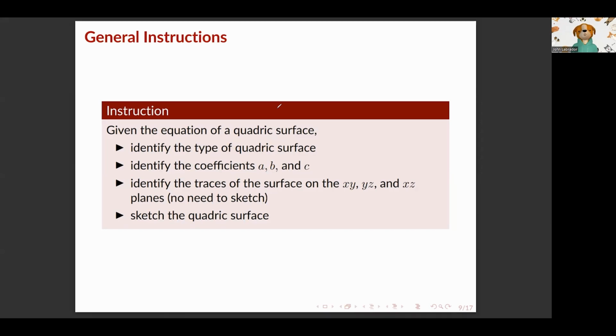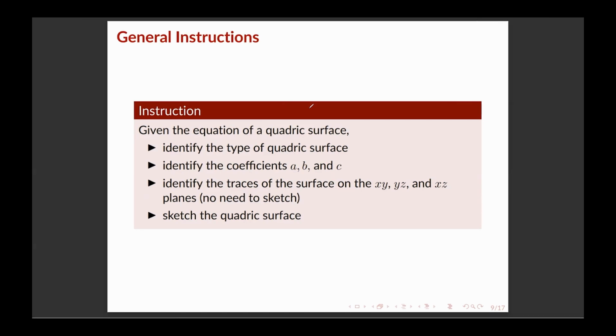We are tasked to identify the type of the quadric surface given its equation, identify the coefficients a, b, and c, identify the traces of the surface on the xy, yz, and xz planes, and finally sketch the quadric surface. So I'm going to turn off my video so that we can optimize the space, and you can grab your pens and rulers so that we can start graphing.